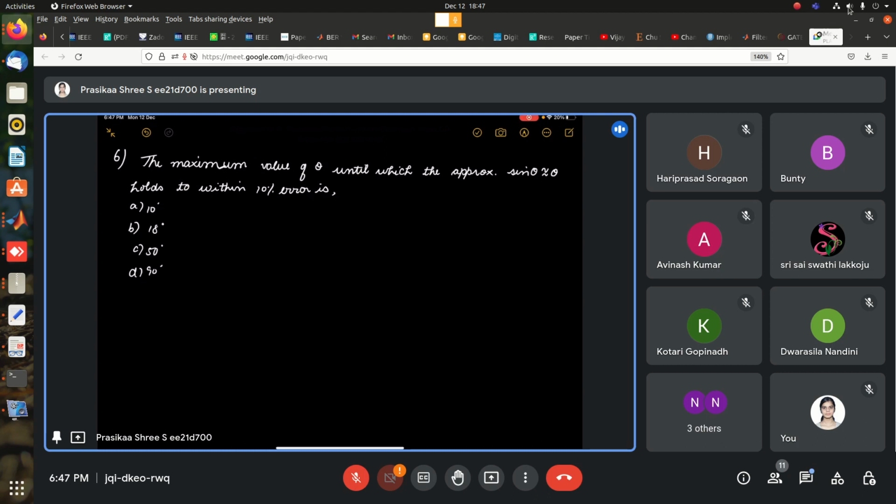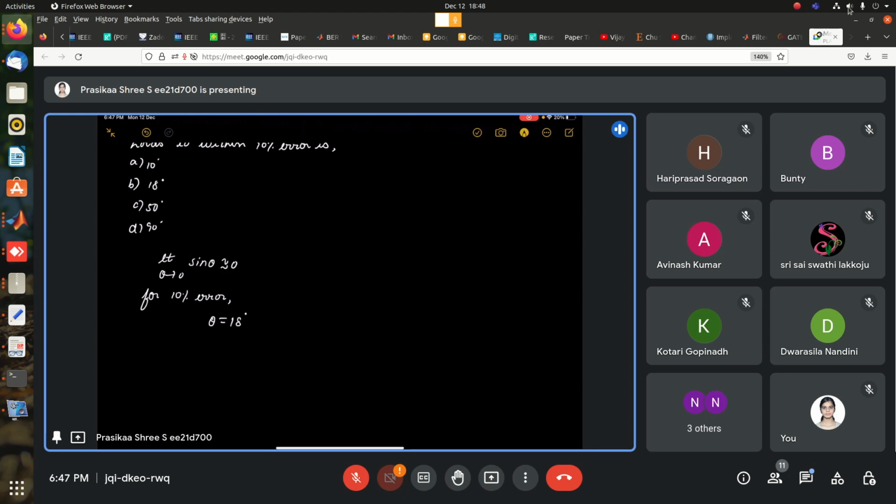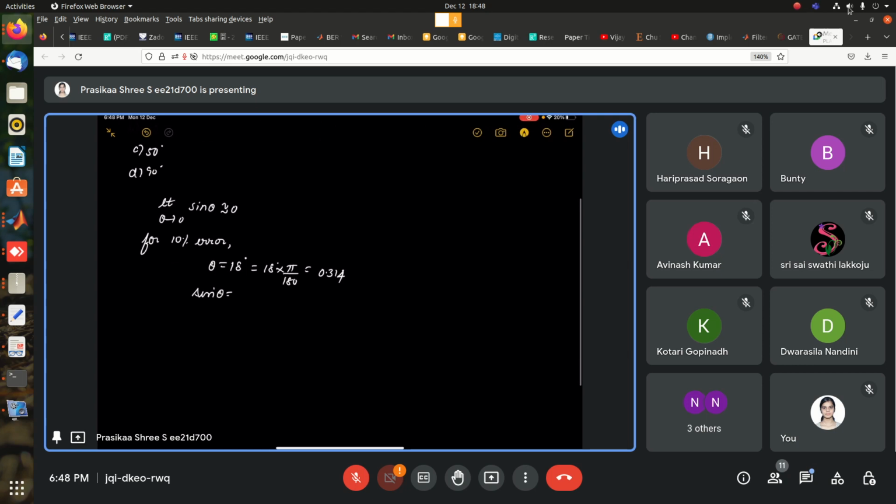We know that as theta tends to 0, sine theta will be 0. Okay. For 10% error, just take one of the options from above. This is trial and error only. Take 18 degree and convert it into radian: 18 degree into pi by 180. So you will be getting 0.314. So compute sine theta also, which is sine 18, which is equal to 0.309. So how do you compute the percent error?